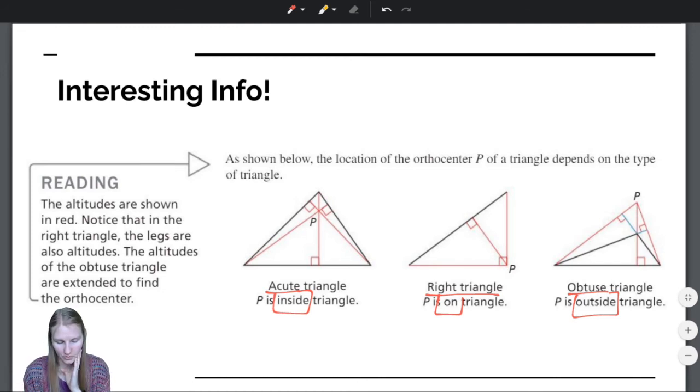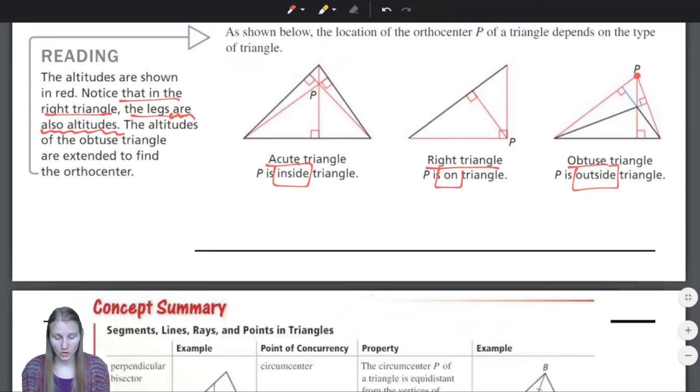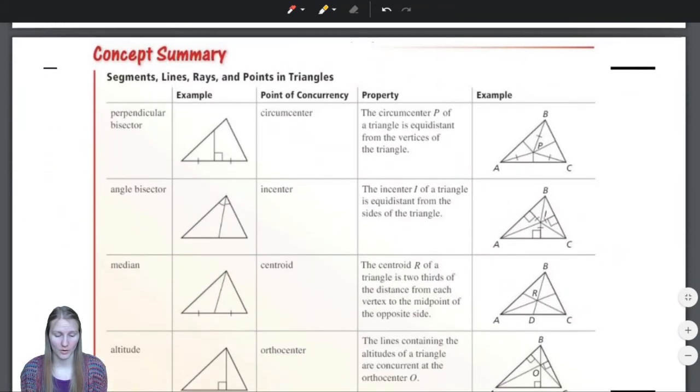So altitudes are shown in red. So notice that in a right triangle, the legs are the altitudes. And the altitudes of the obtuse triangle are extended. So they took the vertex, dropped the perpendicular line, but they extended it up so that they could actually see where the orthocenter was. Okay, so that's all we're going to talk about orthocenters.